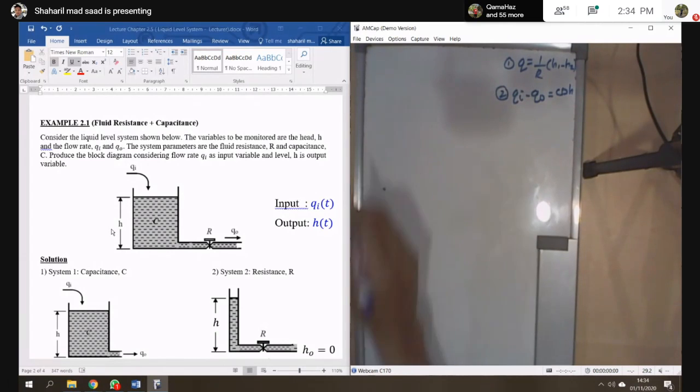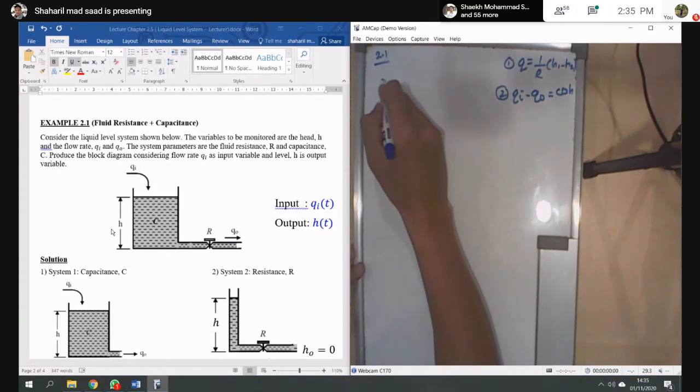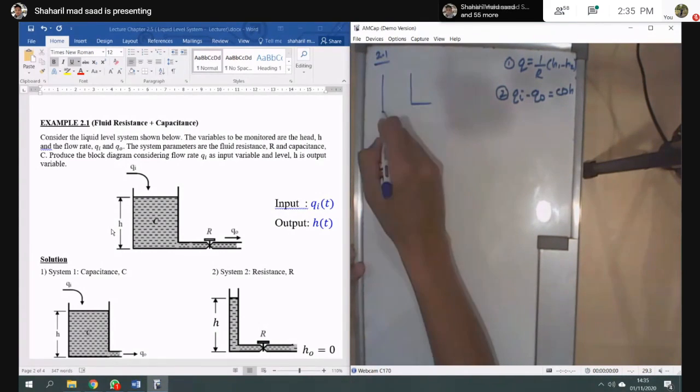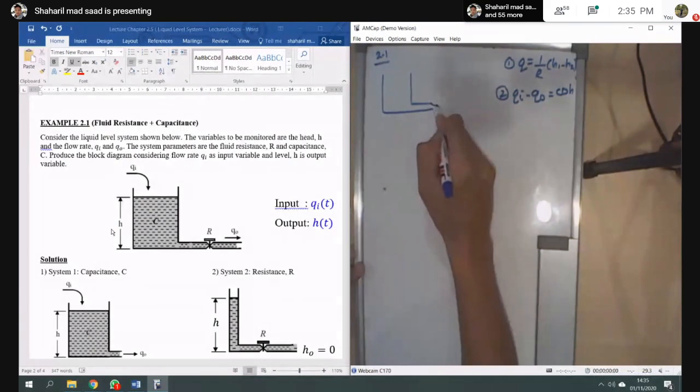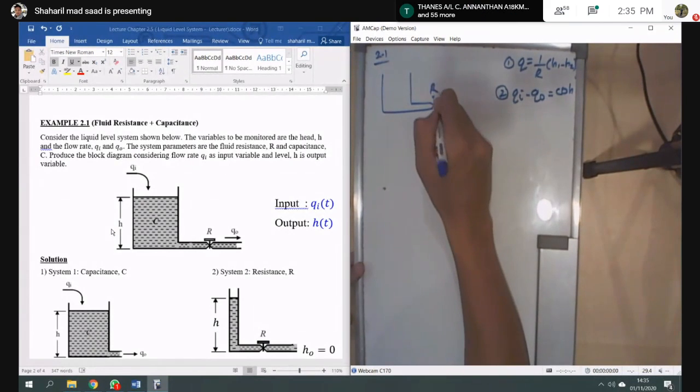First you need to identify which one is the capacitance and which one is the resistance. So I will draw it again.